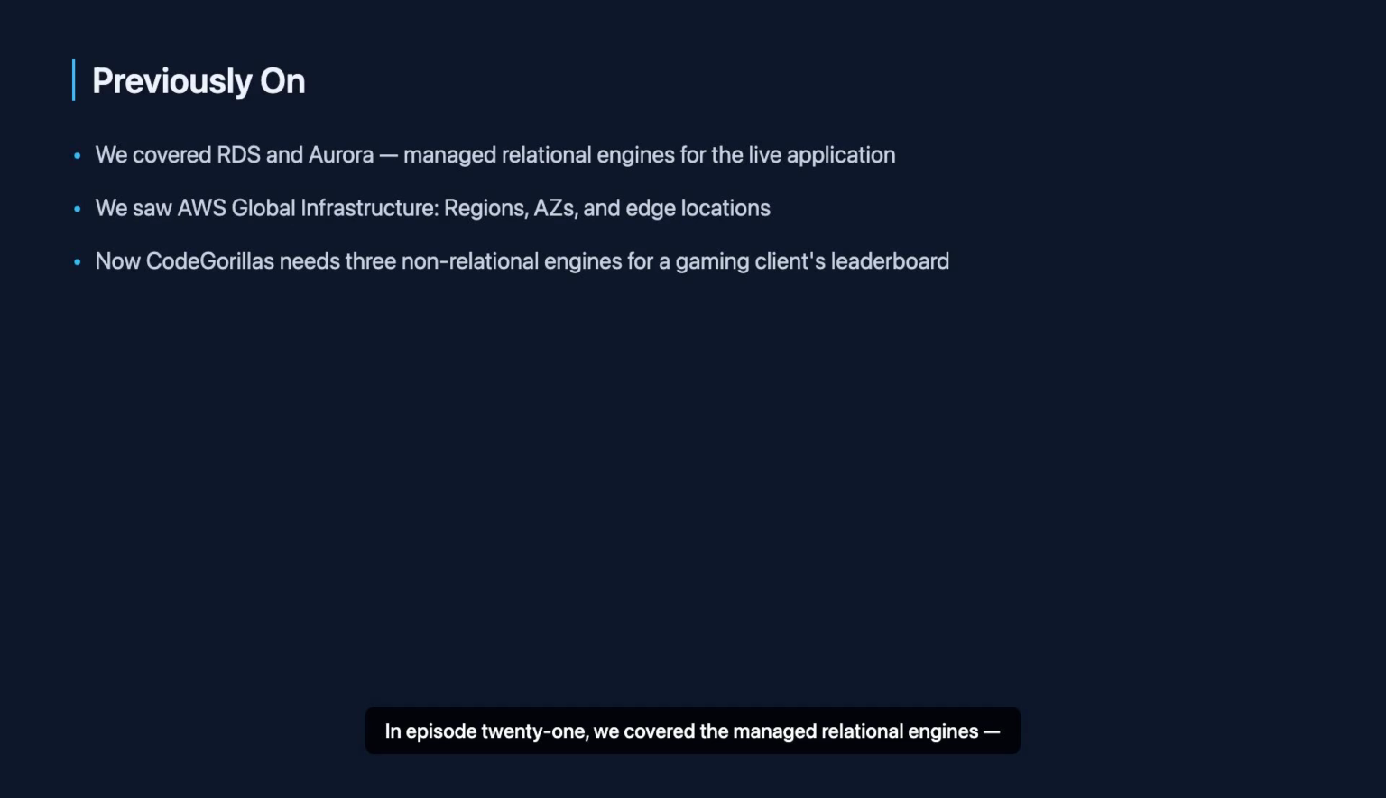In episode 21, we covered the managed relational engines, Amazon RDS and Aurora, the workhorses that run a production application's structured data. And back in episode 3, we mapped out the global infrastructure, regions, availability zones, and edge locations. Now CodeGorillas picks up a gaming client who wants a real-time leaderboard, and here's the thing: relational isn't the right tool anymore. They need three different non-relational engines, and that's exactly what we'll sort out today.